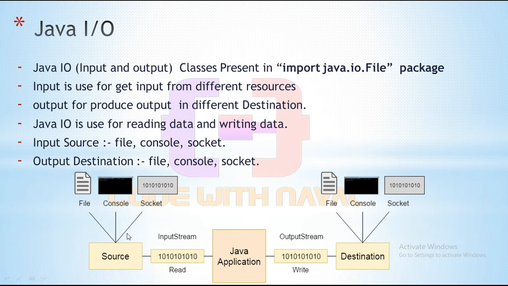Here in this diagram you can see we can get a source from file, console and socket. And here the input-output classes internally use a stream. Input classes internally use an input stream and output classes internally use an output stream. You can see we simply convert all this data source into a stream, and then we perform some operation in our Java application and we produce output using the output stream. And we produce output in a destination. We have a file, console or a socket.